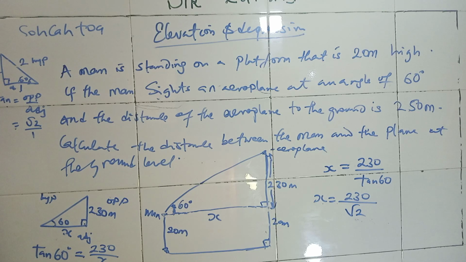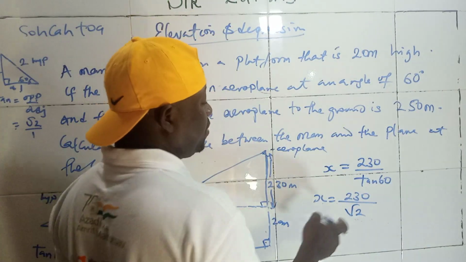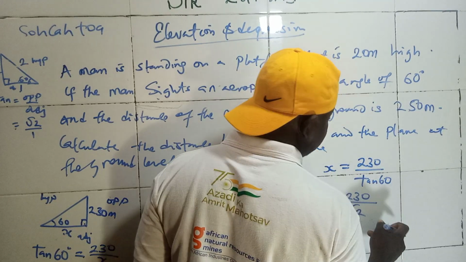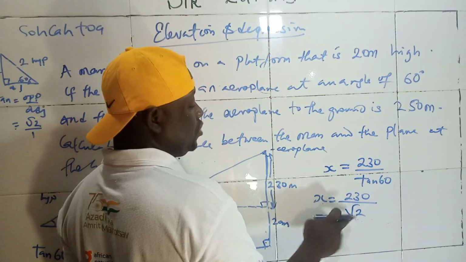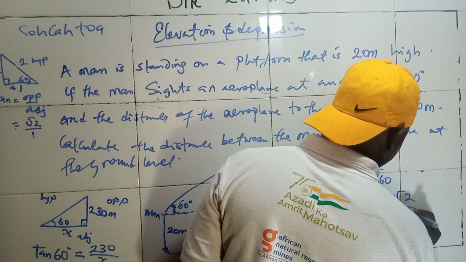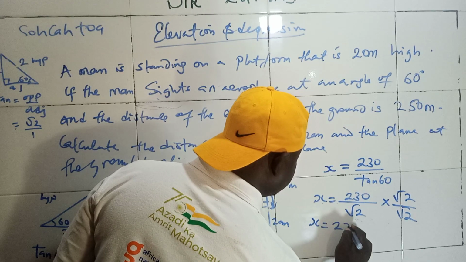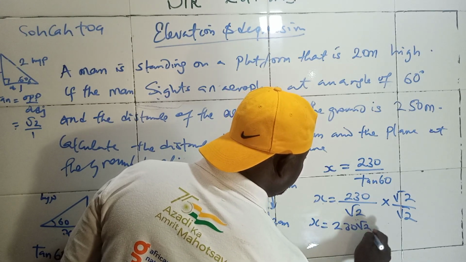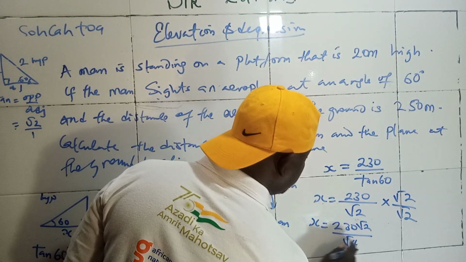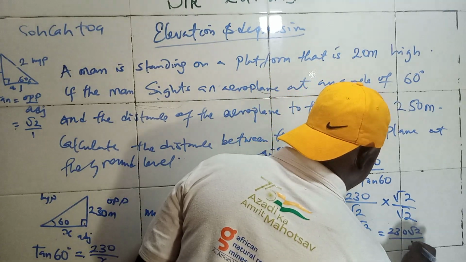So when you rationalize, you now have to do what? Okay, how did I tell you you're going to rationalize? You multiply both the numerator and the denominator by the denominator. What's the denominator? Root 2. That will be times root 2 all over root 2. So we now have x to be equal to 230 root 2 all over root 4. So square root of 4 is what? 2. So we have 230 root 2 all over 2.